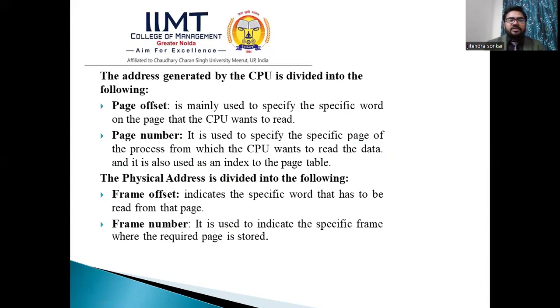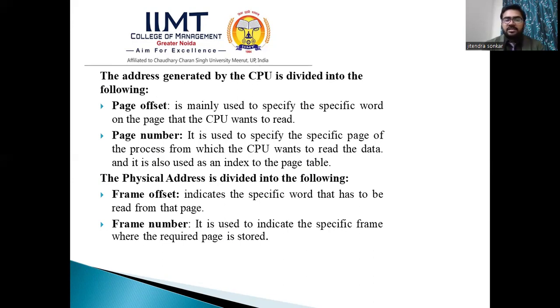The page offset is mainly used to specify the specific word on the page that the CPU wants to read. And the page number is used to specify the specific page of the process from which the CPU wants to read the data. It is also used as an index to the page table.